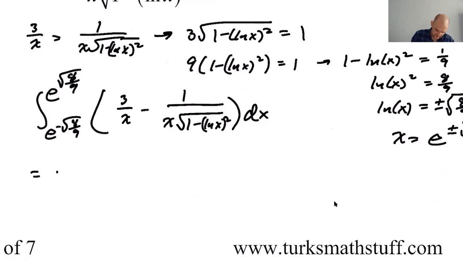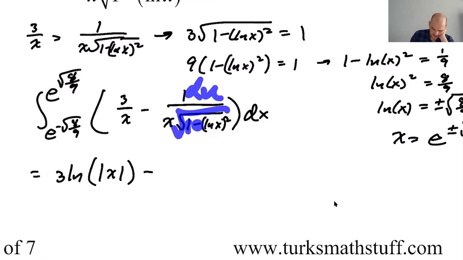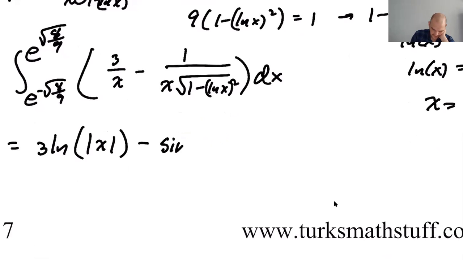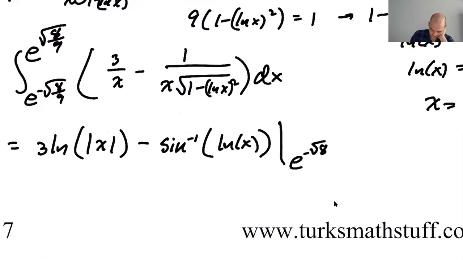So I think it's 3 natural log absolute value of x. That one I'm confident of. Minus, what is this? Oh, is this arc sine? I think it is. I think if you let u equal the natural log of x, then du is 1 over x, and it's du over the square root of 1 minus u squared. Holy cow. I think it's actually a perfect arc sine. It's the sine inverse of the natural log of x. I think so. I seem to have simplified here.